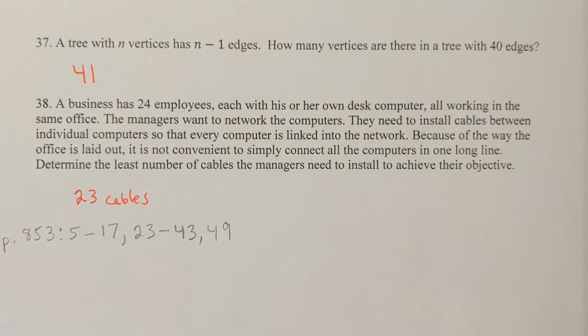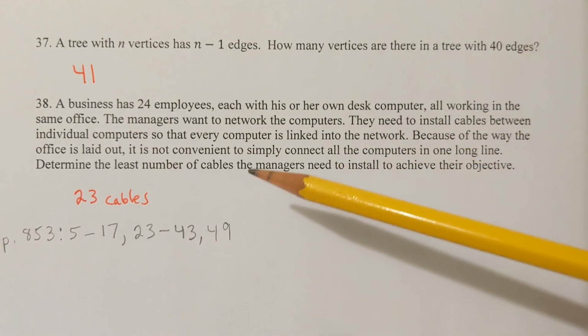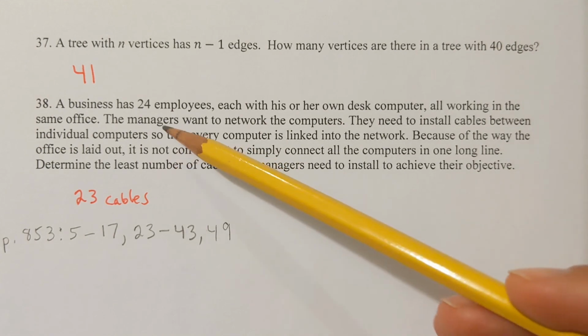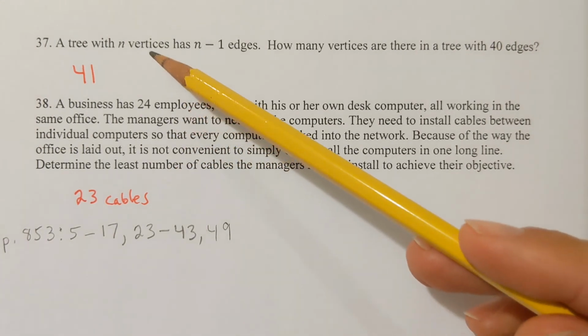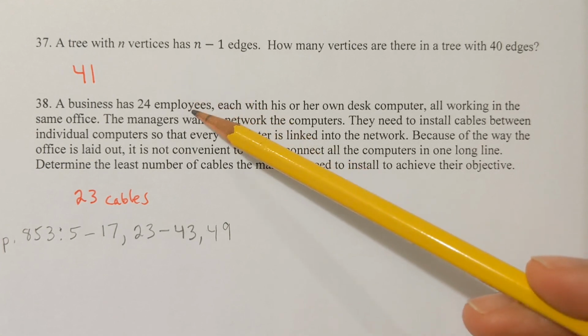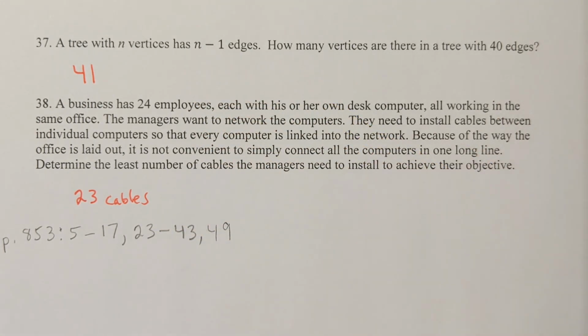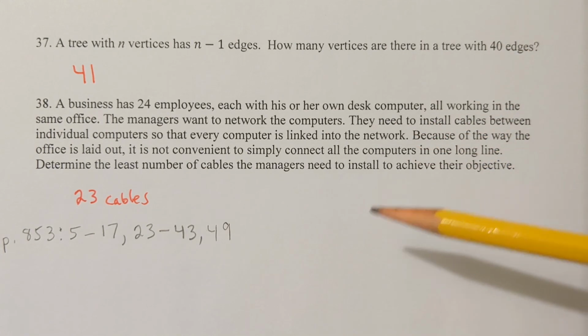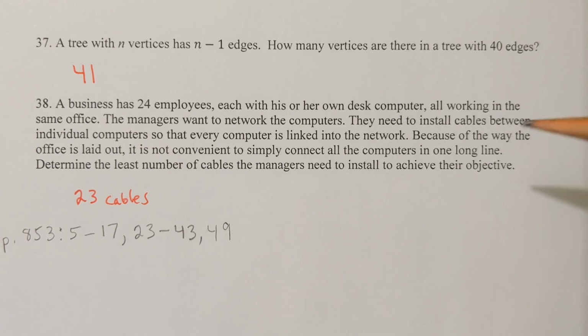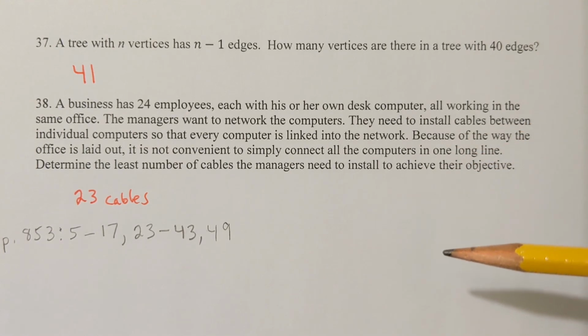Okay, so basically the thing to see here is that you've got 24 employees, right? So that'd be 24 vertices. There'd be 23 cables there, each kind of wiring the network in the office together.